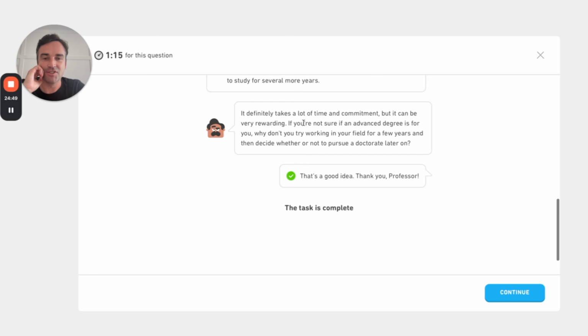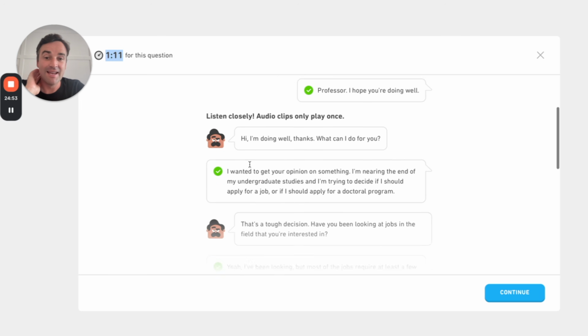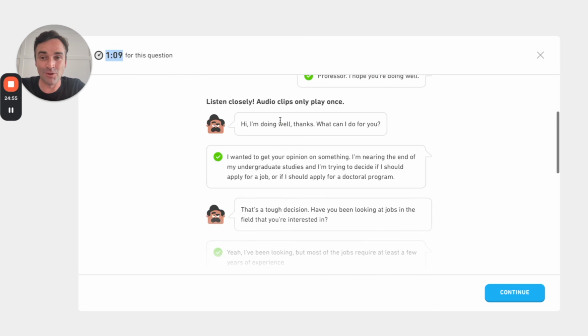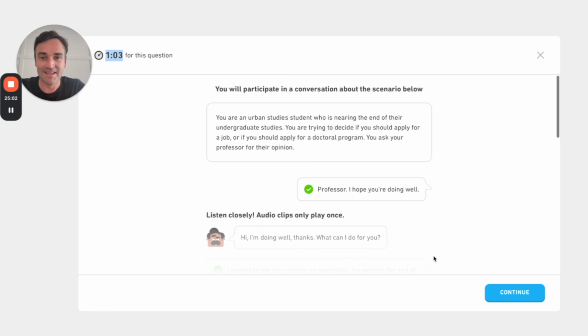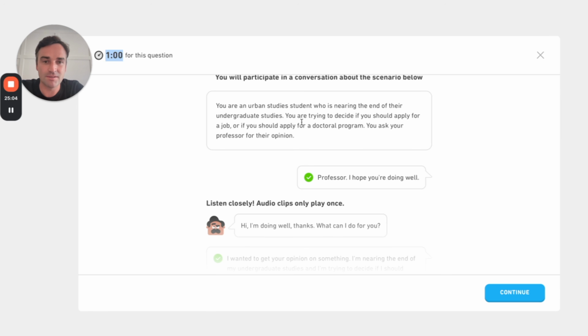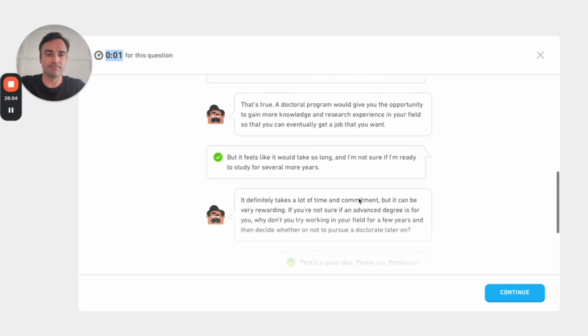Good. Okay, so now I have 1 minute left, just a bit longer. Very important now that I read all of this one more time so I can remember it, because as soon as I click continue, I have to summarize this conversation. Okay, so work for a few years before deciding whether to pursue a doctoral program or not. Okay, let's go.